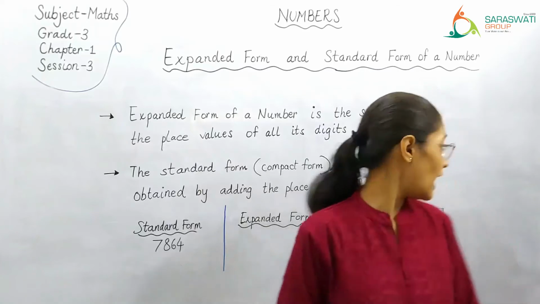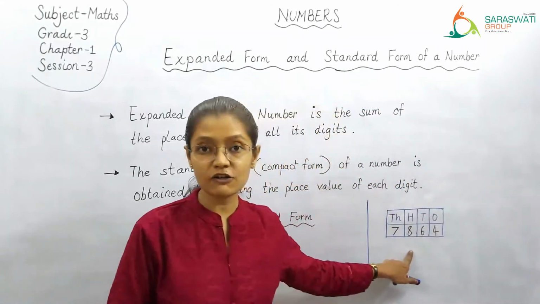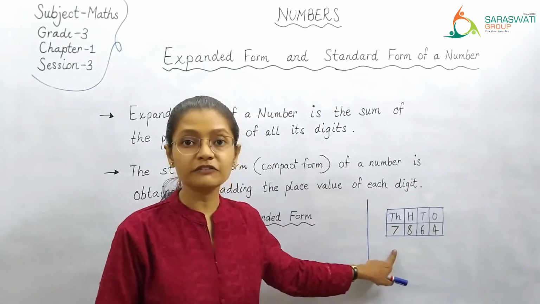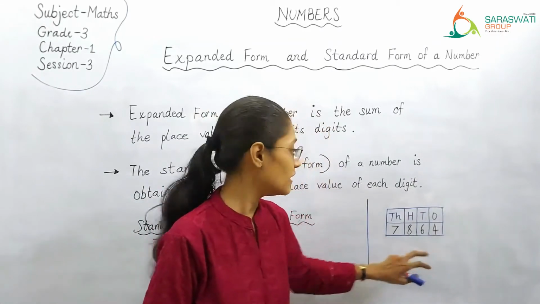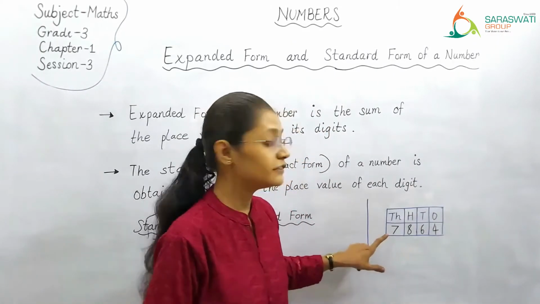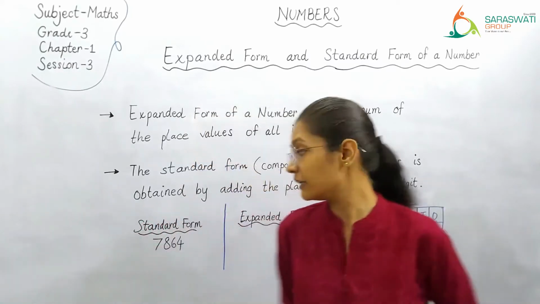So, over here I have written this number in the place value chart. And remember, always we fill the place value chart from the right, that is from the ones place. Now, let us write the expanded form for this number over here.